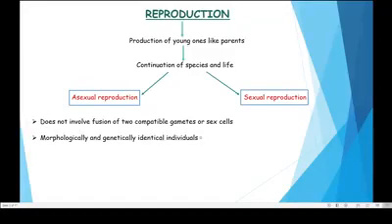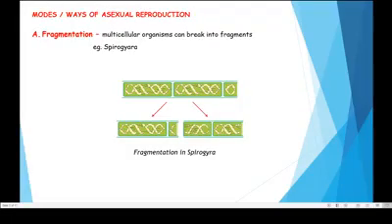We'll be dealing with asexual reproduction in this particular class. Asexual reproduction does not involve fusion of two compatible gametes or sex cells, and the new organisms that we will get will be morphologically and genetically identical to each other. Now let us see the modes of asexual reproduction.